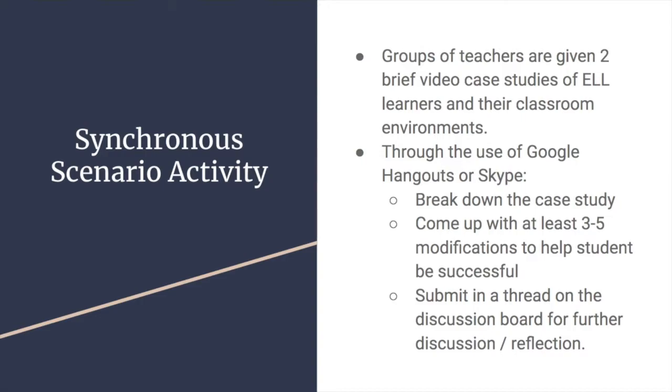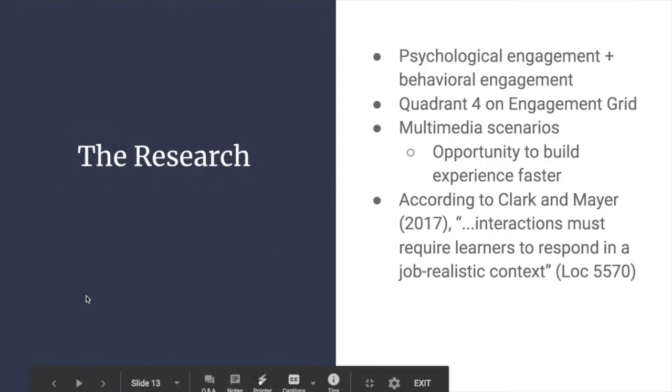Through the use of Google Hangouts or Skype, they're going to break down the case study, come up with at least 3 to 5 modifications to help students be successful, and then submit a thread on a discussion board for further discussion and reflection. This is an example of what Clark and Mayer talk about on their engagement grid of quadrant 4. It is psychological engagement and behavioral engagement.